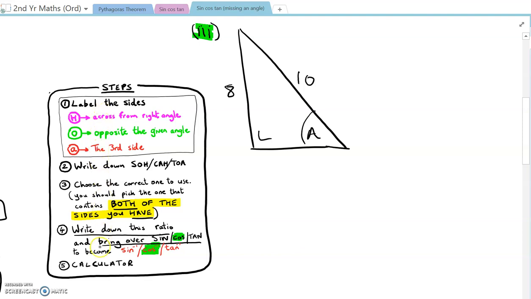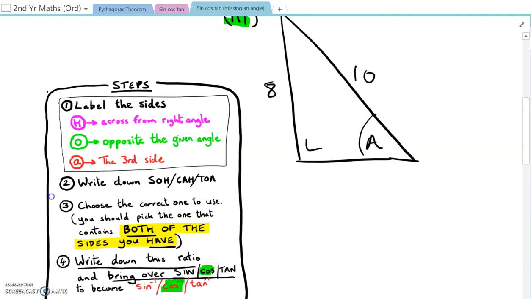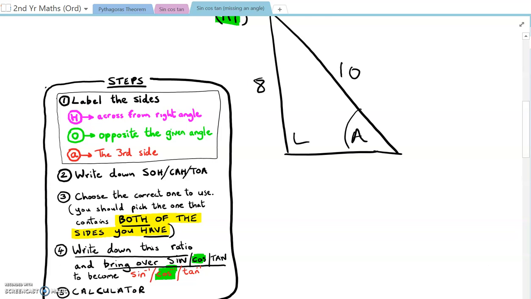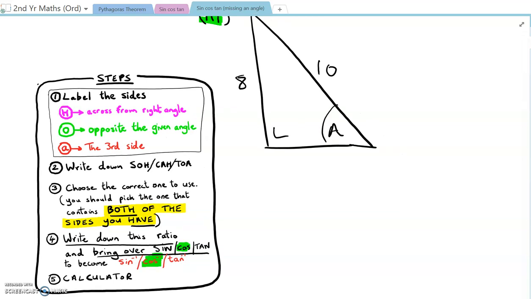Following the steps, so there's the triangle. I'm going to zoom in a little bit more. Follow those steps and try and get an answer. And when you've done it, press play and see how you did, and I'll correct it. I hope you gave it a go because I'm about to correct it.